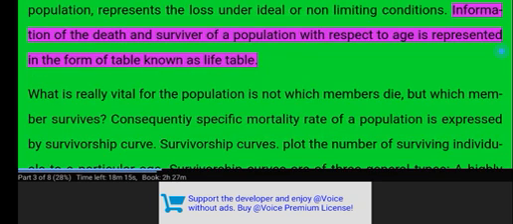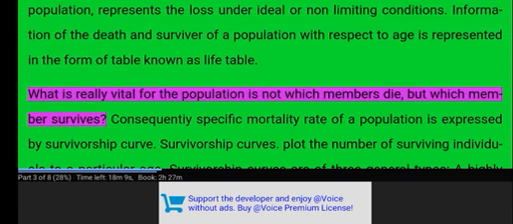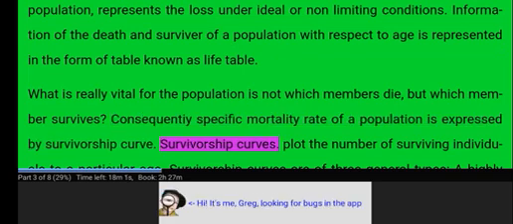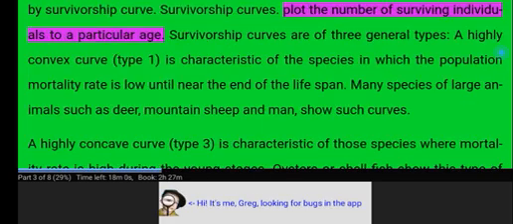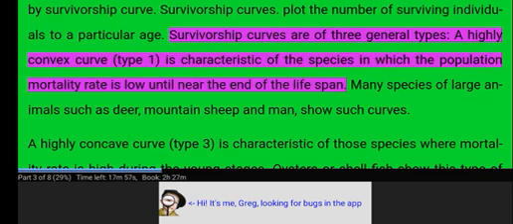Information on the death and survival of a population with respect to age is represented in the form of a table known as a life table. What is really vital for the population is not which members die, but which members survive. Consequently, the specific mortality rate of a population is expressed by a survivorship curve. Survivorship curves plot the number of surviving individuals to a particular age. Survivorship curves are of three general types.